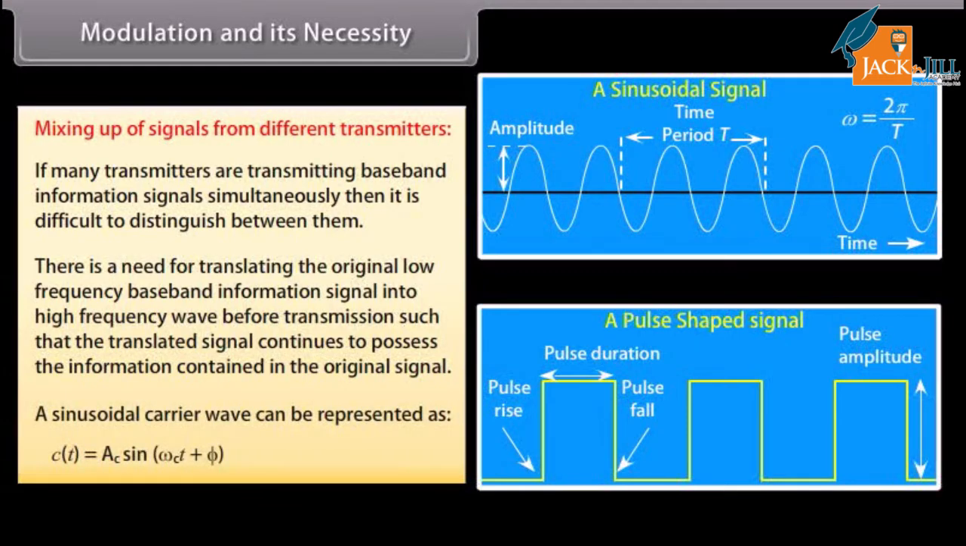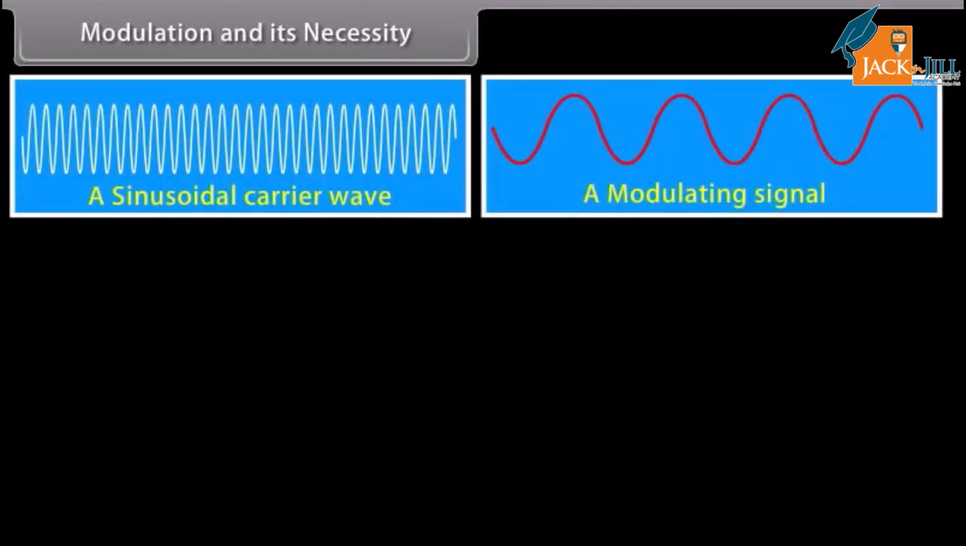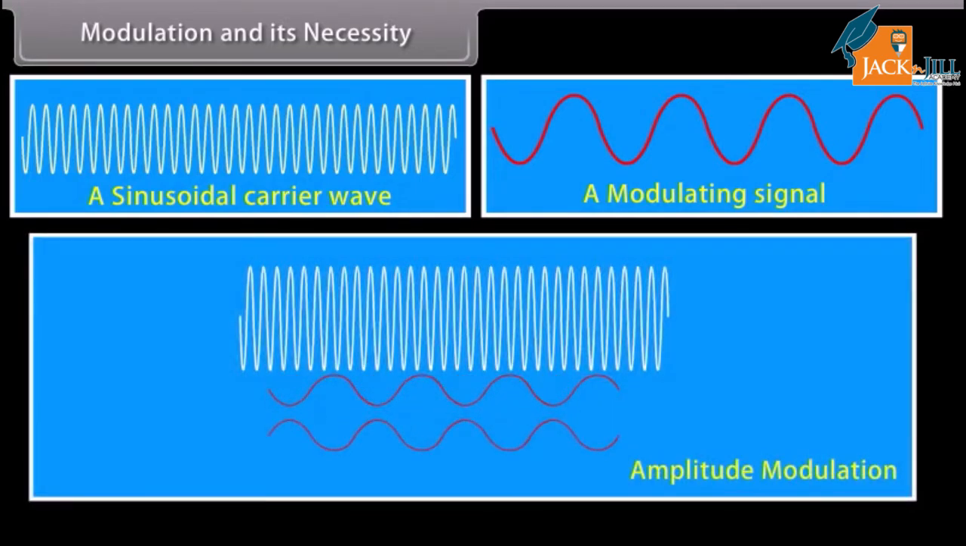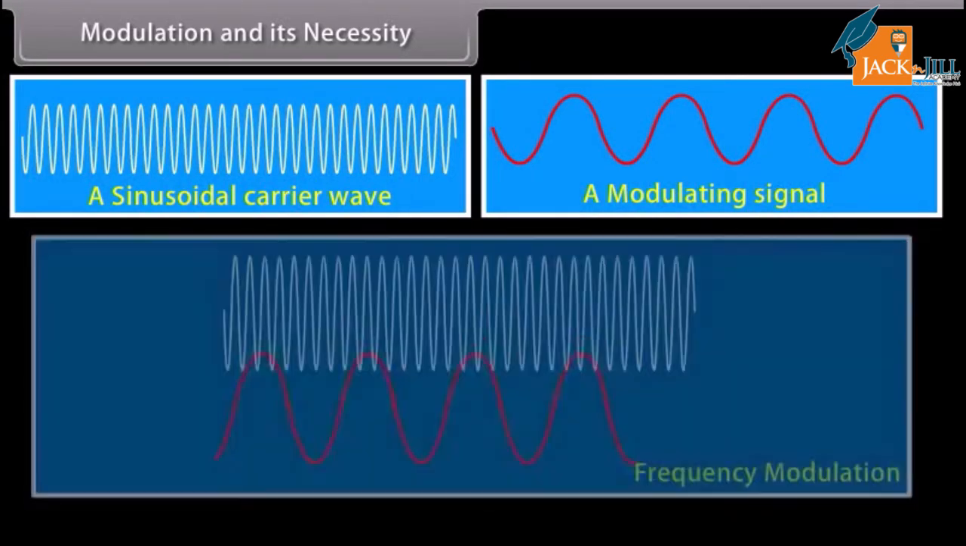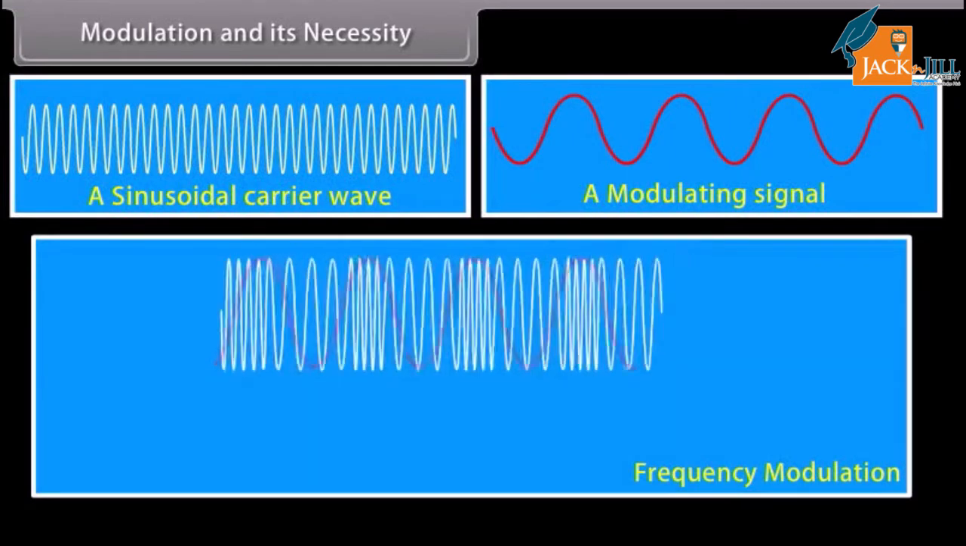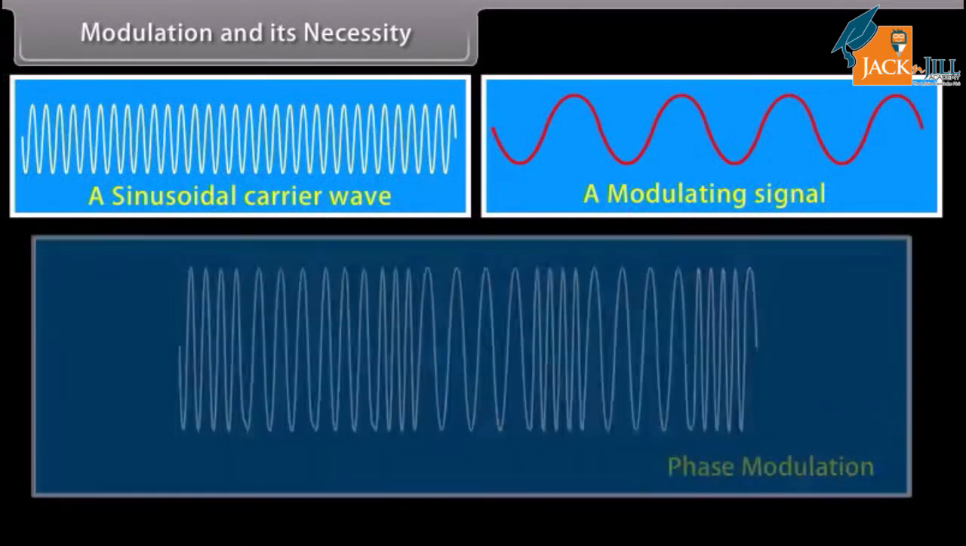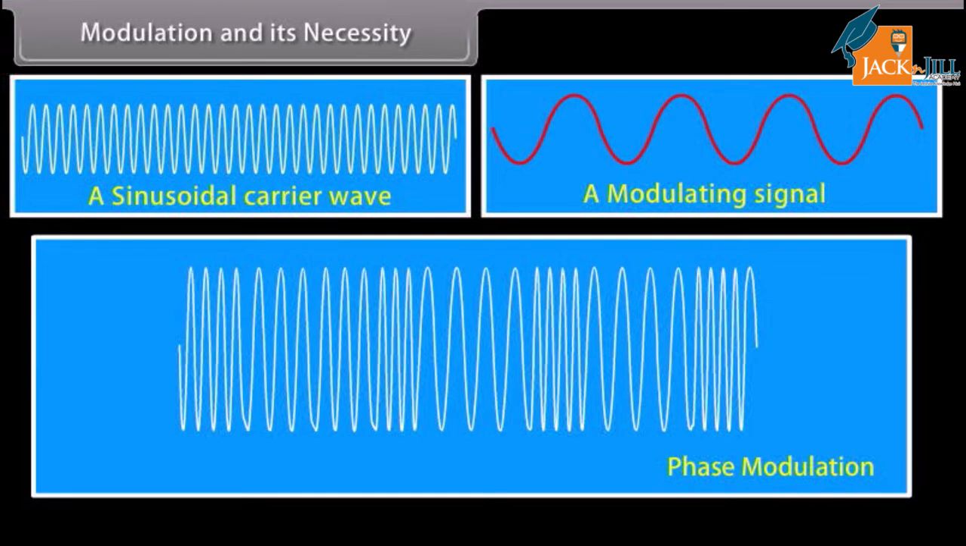A sinusoidal carrier wave can be represented as c(t) is equal to Ac sin(omega c t plus phi). There are 3 types of modulation: amplitude modulation, frequency modulation, and phase modulation.